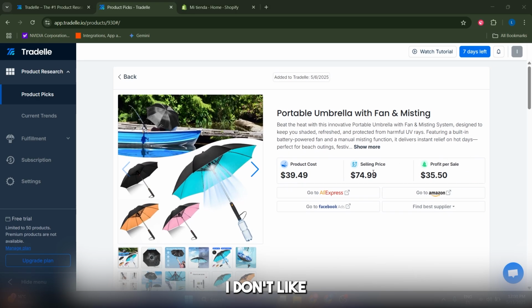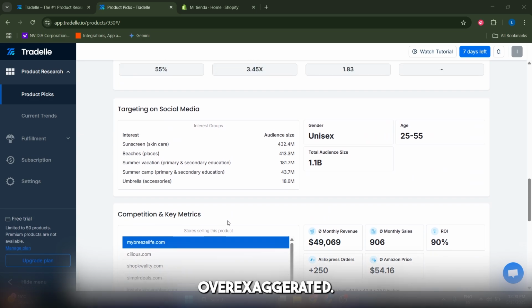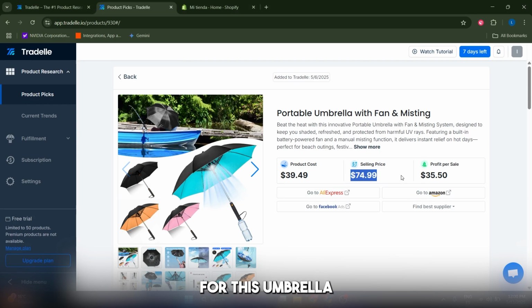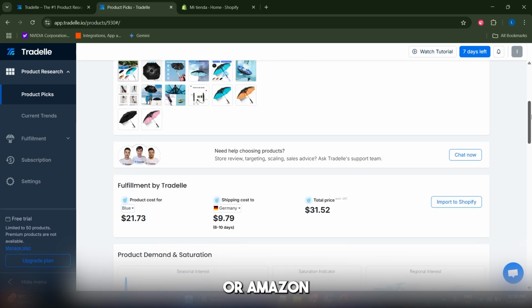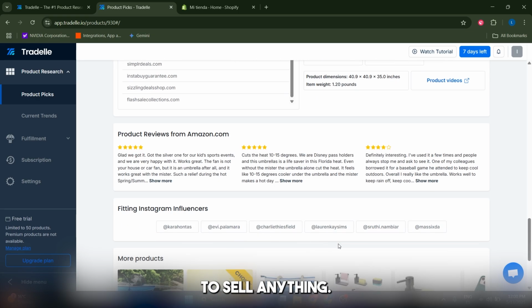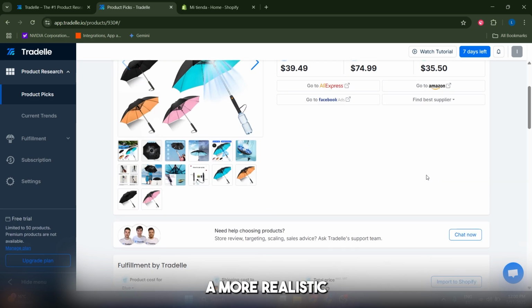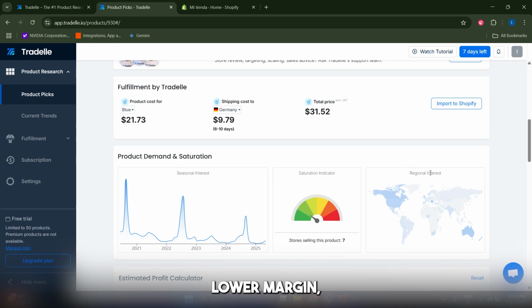Now, here's something that I don't like about Tradelle too much, and it's the fact that I believe the profit per sale or the selling price is a little bit over-exaggerated. If you have this selling price here for this umbrella, you're not going to be able to compete at all with AliExpress or Amazon or with any other supplier, okay? And therefore, you're not going to be able to sell anything. So I believe this is something that they can definitely work on in order to have a more realistic, even with a lower margin selling price.